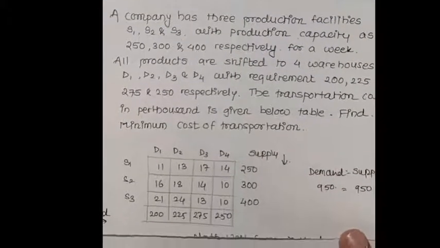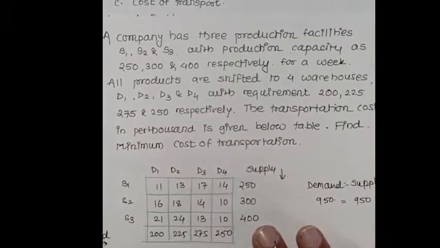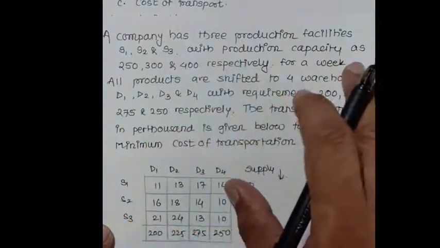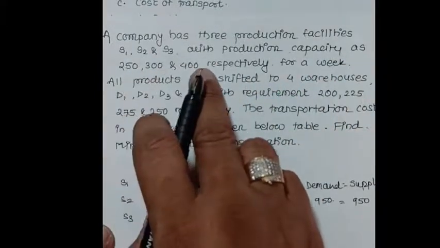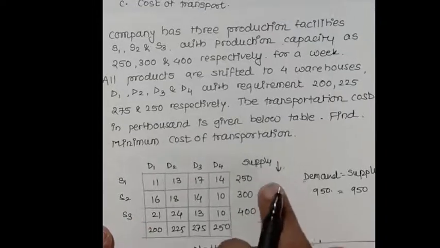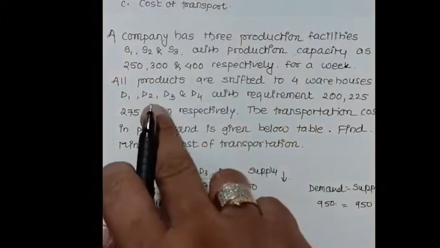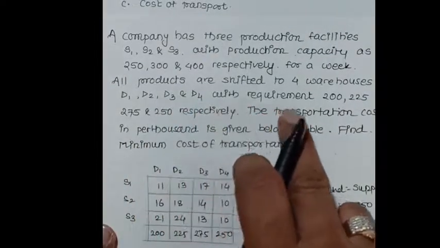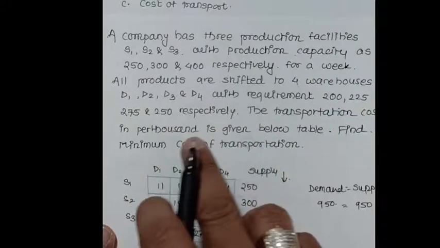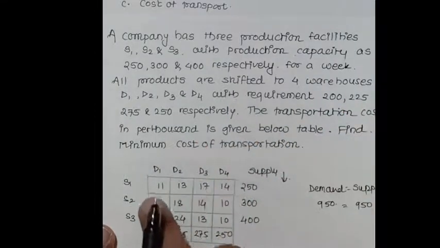So here I'll read out the problem once again for you. A company has three production facilities, S1, S2 and S3, with the production capacity as 250, 300 and 400 respectively. This is production capacity. Supply capacity is written here. And then D1, D2, D3, D4 are nothing but the requirements as 200, 225, 275 and 250 respectively, and identify the minimum transportation cost which is given in this matrices.